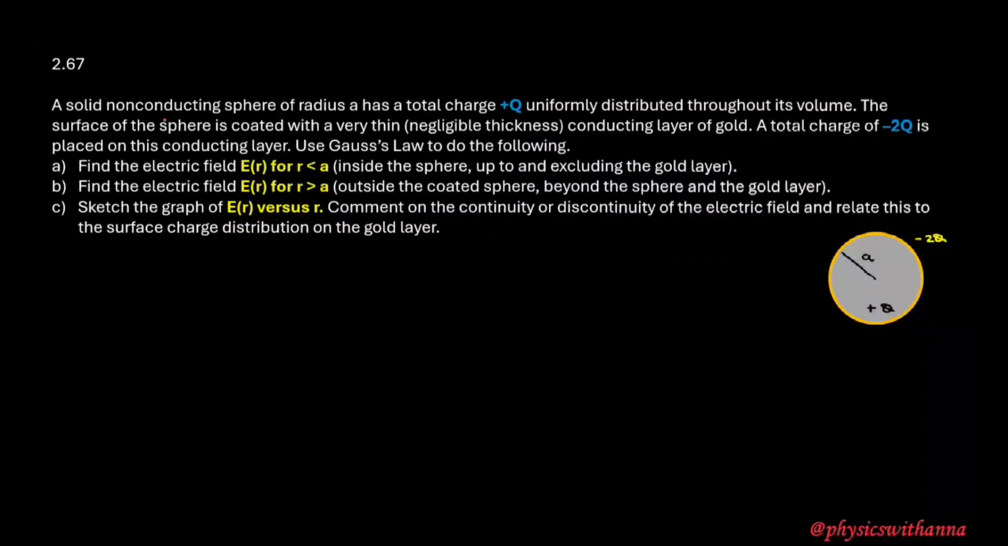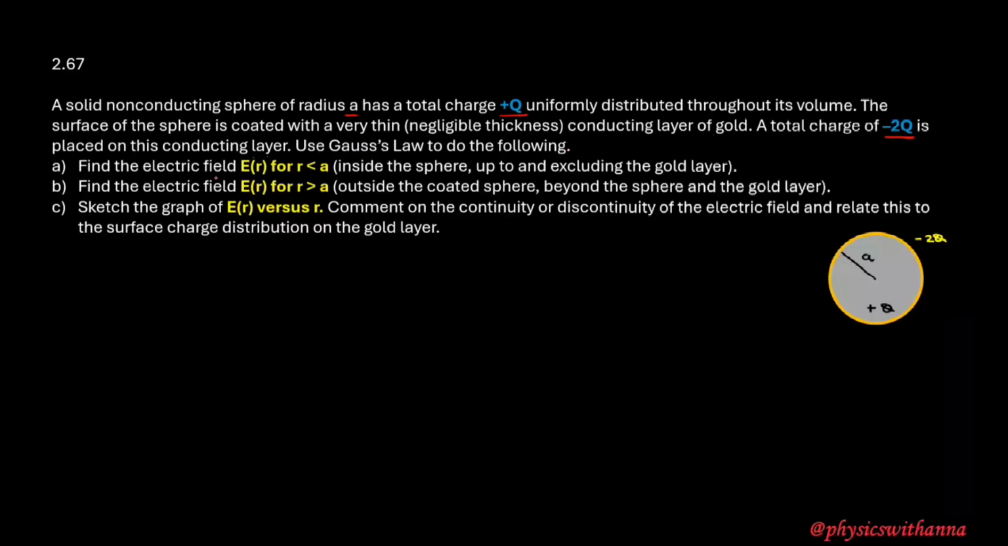Question 2.67. A solid non-conducting sphere of radius A has a total charge plus Q uniformly distributed throughout its volume. The surface of the sphere is coated with a very thin, negligible thickness conducting layer of gold. A total charge of minus 2Q is placed on this conducting layer. Use Gauss's law to do the following.